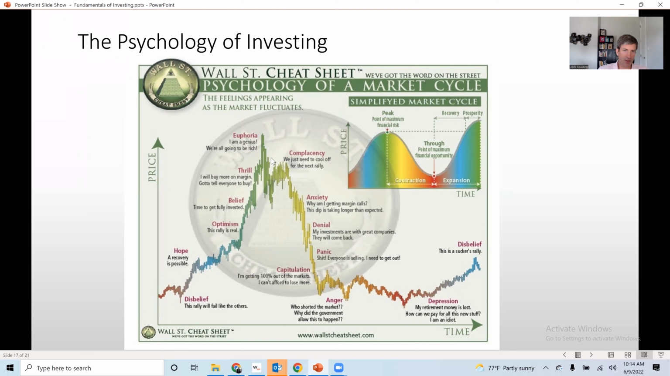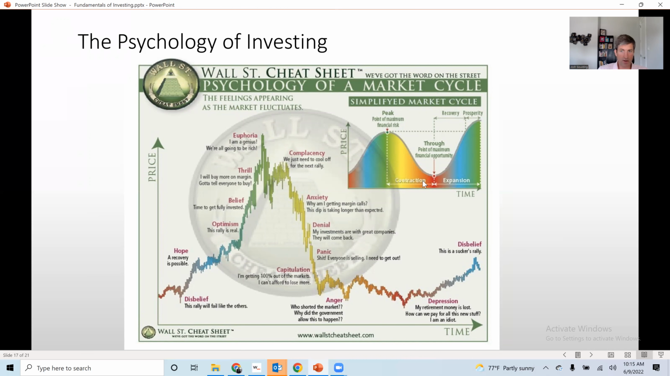And then naturally, the pendulum swings too far, and things start to correct, and then it becomes complacency. Well, things are going to cool off, we've got to consolidate for the next rally. And then things continue to go down. There's some anxiety, it goes down further. There's denial: my investments are great companies, they're going to come back. Then there's panic, right? If it keeps going down, oh my God, everybody's selling, I need to get out. And then further than that, there's capitulation, and then anger, and then depression, and eventually acceptance. And then we start the next rally.